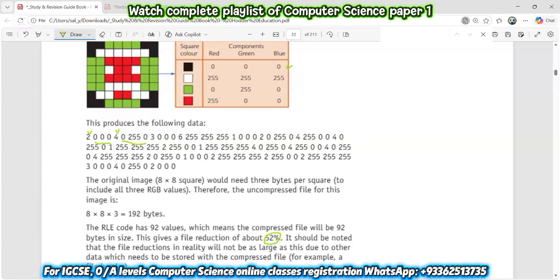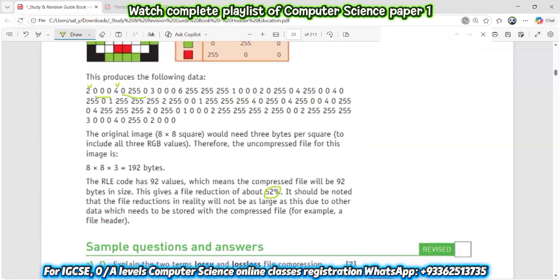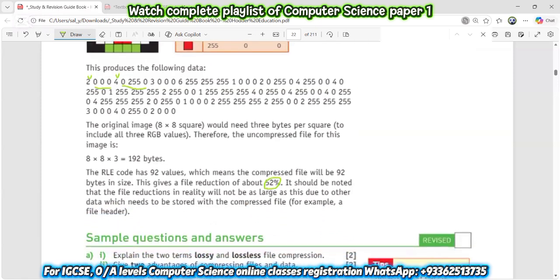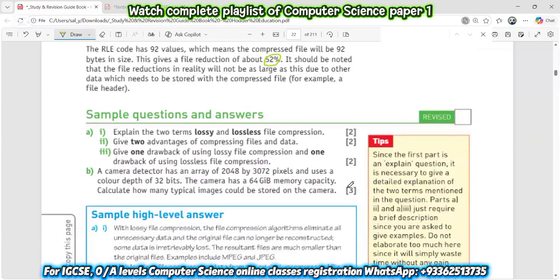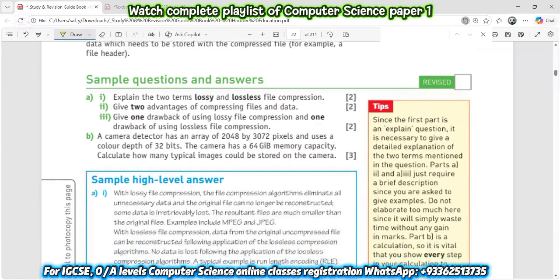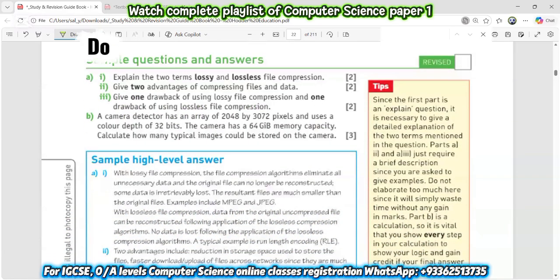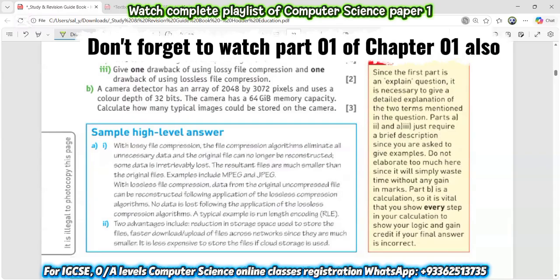So RLE is one format that you need to know for lossless compression. And again, sample questions and answers are here. Again, the same tips. A very important tip is, when it comes to explanation questions, what they want you to write there, how they want you to write. So this file is with you, the explanations are with you, questions are with you, past papers are with you.